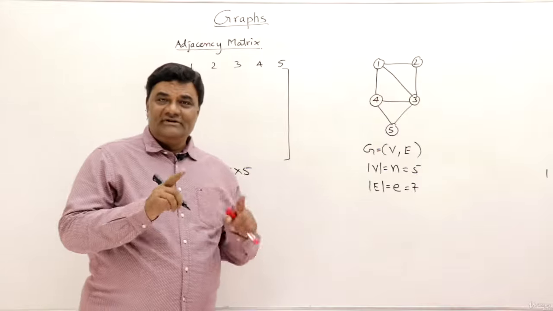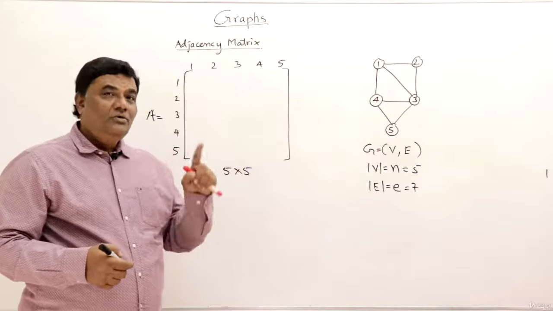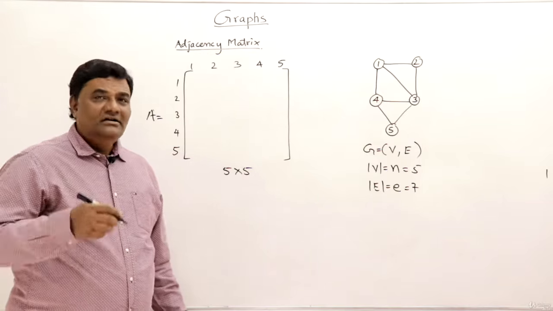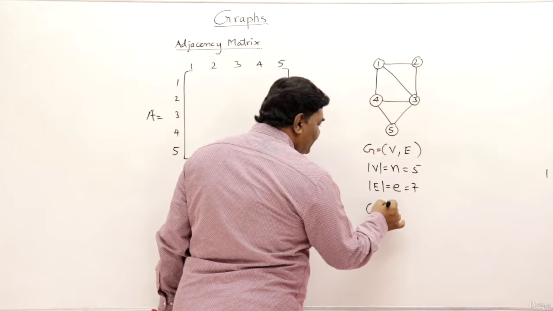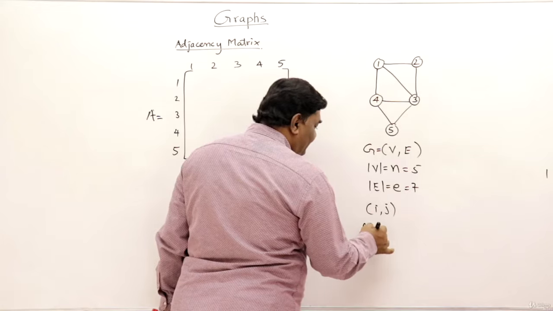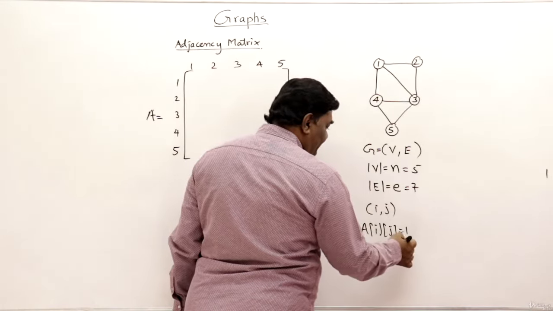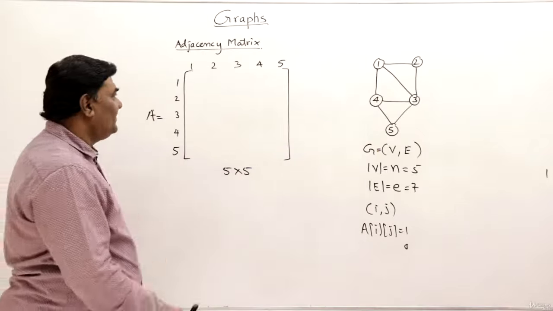See, for any two vertices i and j, if there is an edge, then we should mark 1 inside the matrix at that same location i and j. Let me show you. It means if there is an edge i to j, then mark in the matrix ij as 1. Otherwise, it should be taken as 0, meaning there is no edge. So let me show you how to mark this one.